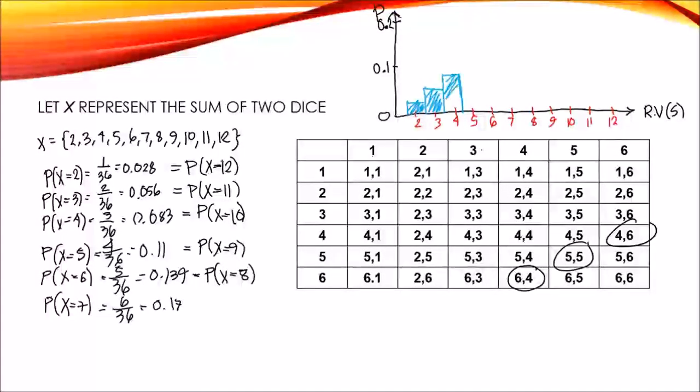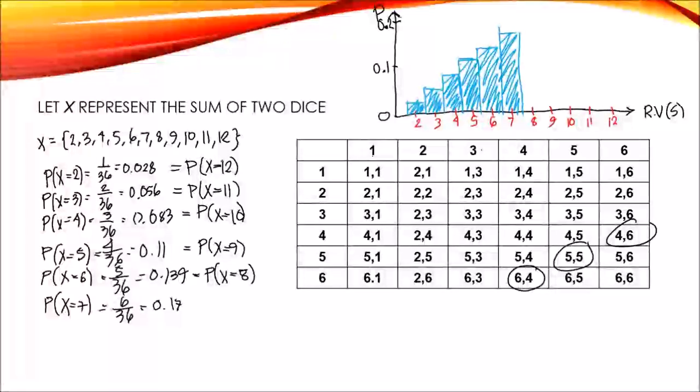This one here, when our x equals 5, that is 0.11. So this portion here. Then when our x equals 6, that is 0.139. Okay, then when our x equals 7, it is 0.17, so almost 0.2. This is our 7.